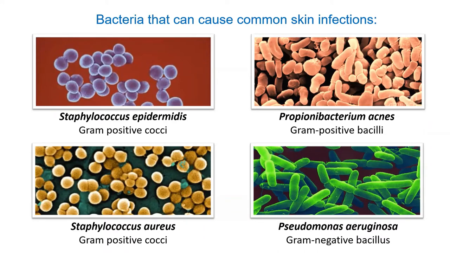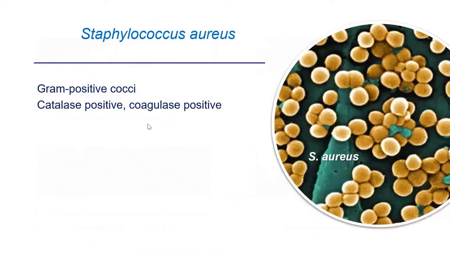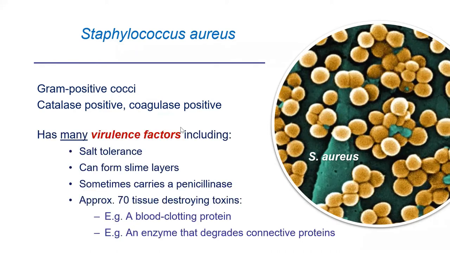So let's talk about Staph aureus, okay? We've mentioned it about 100 times this semester as being a medically important organism. So it's a gram-positive cocci, and it's catalase-positive, coagulase-positive. Those are some of the tests that we talked about. And biologically, it's just really good at infecting any body system, it seems.